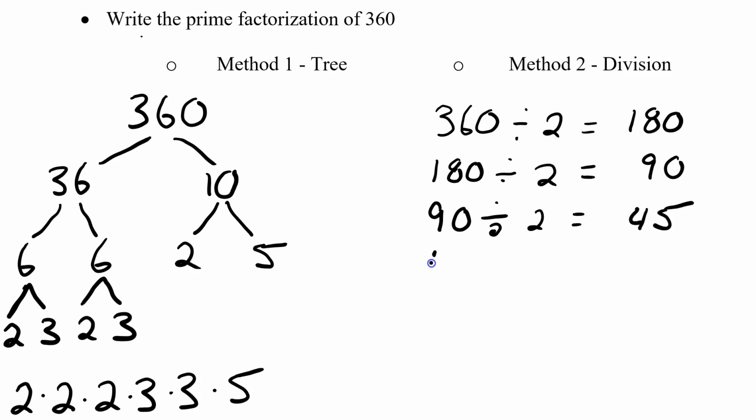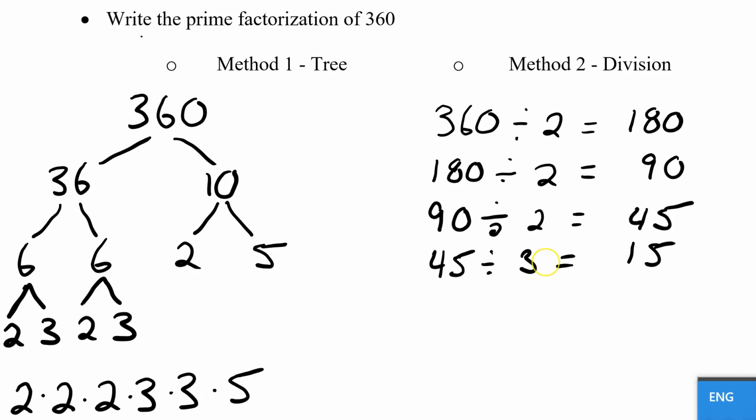Drop 45 down. Is 45 divisible by 2? Well, no, it's not. So I go to my next prime, which is 3. Is 45 divisible by 3? That works. Gives me 15. Now, if I've done this right, my 2 should be done.